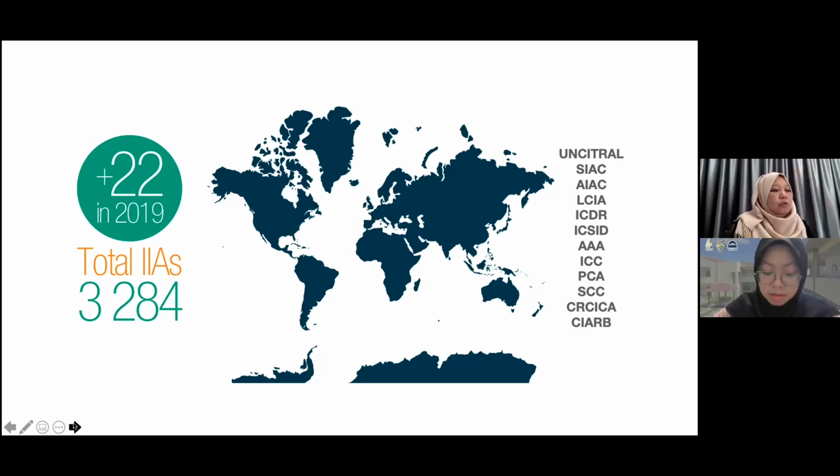And then also to show you how big this area is, you can see around the globe there are many investment arbitral institutions. What do we mean by these arbitral institutions? It means that if you have any dispute, you can go to these institutions for them to assist you to organize an arbitral tribunal.